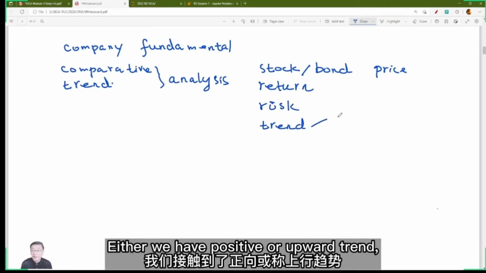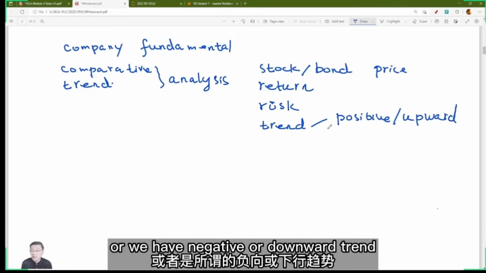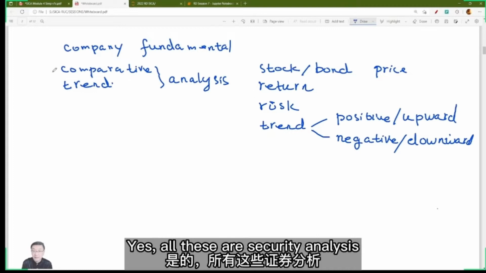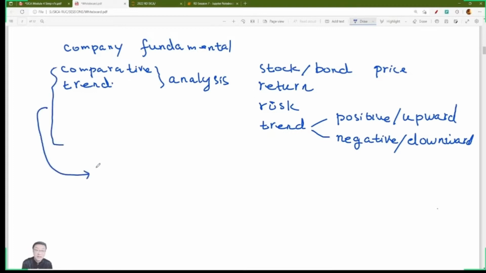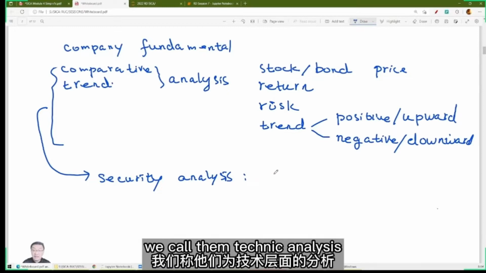Either we have a positive or upward trend, or we have a negative or downward trend. Yes, all these are security analysis. And these kinds of security analysis, we call them technical analysis.